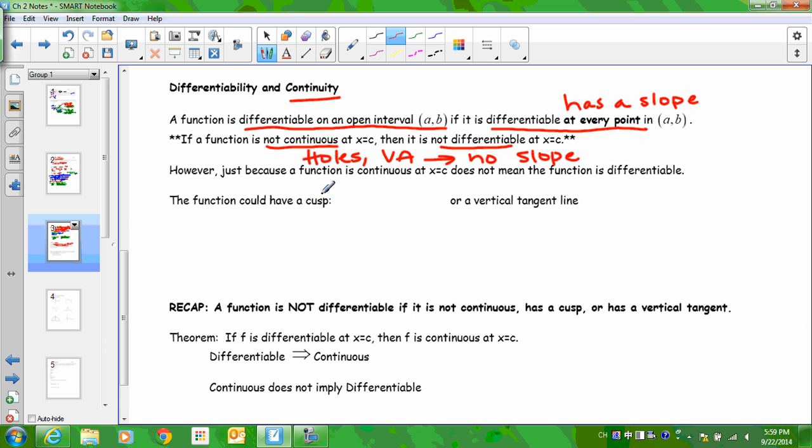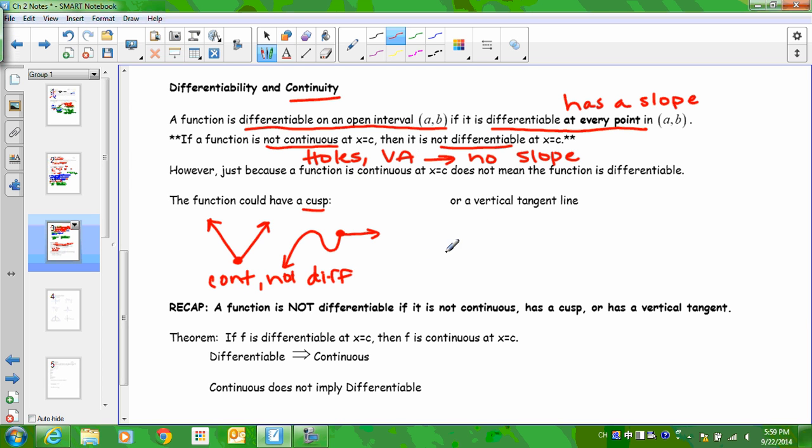Okay, also, this says just because a function's continuous doesn't mean it's differentiable. So we have something called a cusp. Sometimes cusps look like this. Sometimes they look like this. Okay, either way, it is a sharp turn. It's where the slope doesn't change gradually, it changes drastically. Okay, these things are continuous, but they're not differentiable. So this is a good example of something like that.